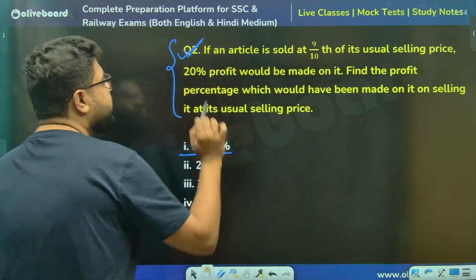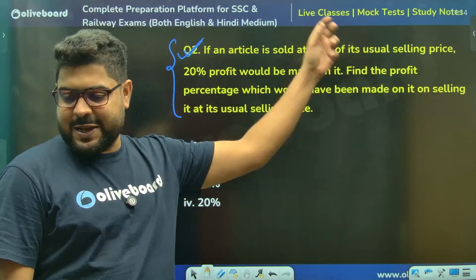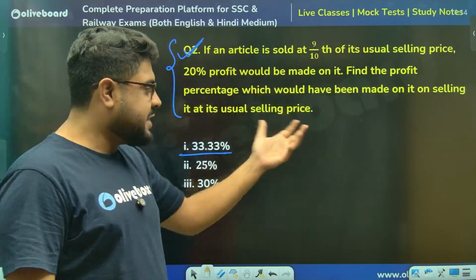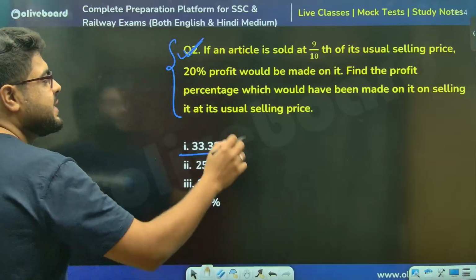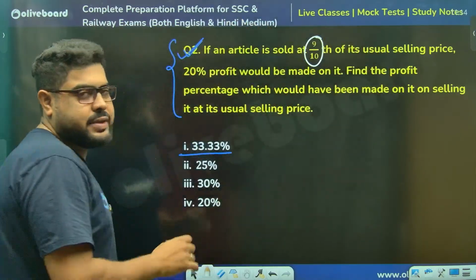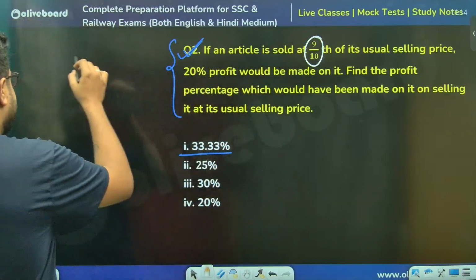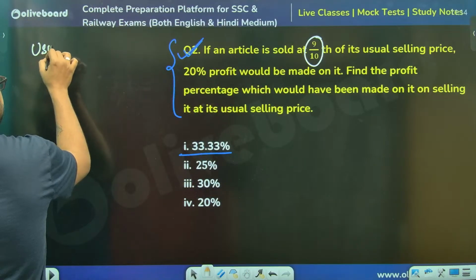Do not complicate the situation when something is given in this fashion. Never complicate it. Yogesh, very good brother. Let's see. Usual selling price, 9/10 of this. Meaning, sir, I'm taking usual selling price.